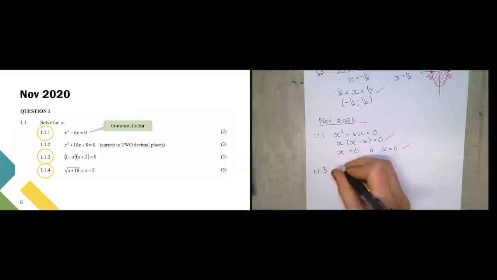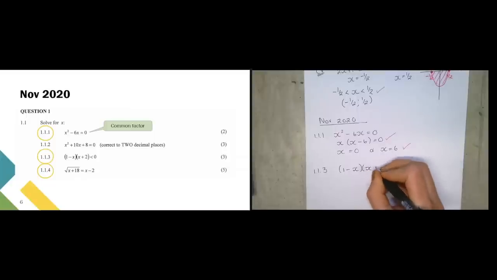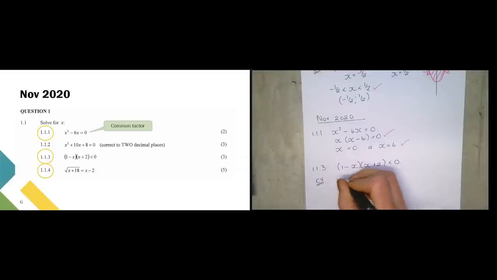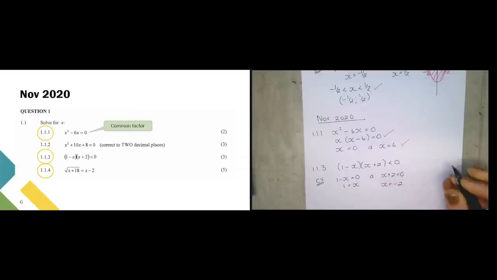1.1.3. Once again, an inequality, but it's already in brackets, it's already factorized. The first bracket is 1 minus x, and the other bracket is x plus 2 smaller than 0. So they've already factorized it for you. So my critical values, where would my x-intercepts be? It's where 1 minus x equals 0, so x is equal to 1, or where x plus 2 is equal to 0, so x is equal to negative 2.